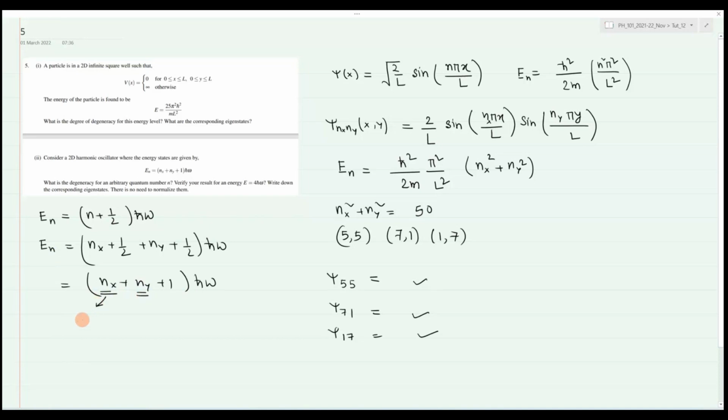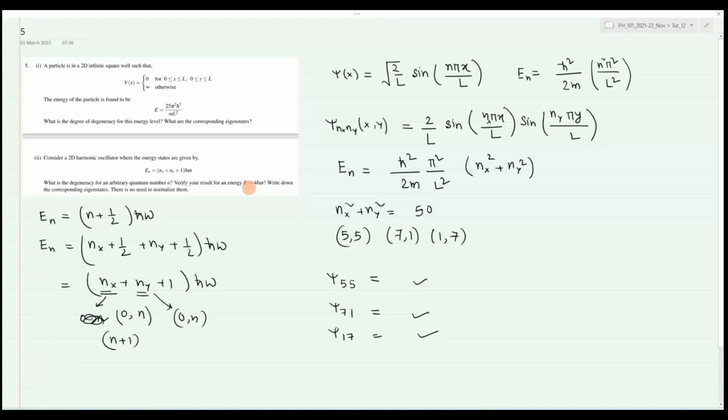nx can go from 0 to n, right? Yes, sir. One value can be 0, n. It will also give n plus 1 h cross omega. So ny can also be 0 to n. We have a total of n plus 1 combinations. In place of nx, we can have n plus 1 values. So the degree of degeneracy will be n plus 1. That's why.